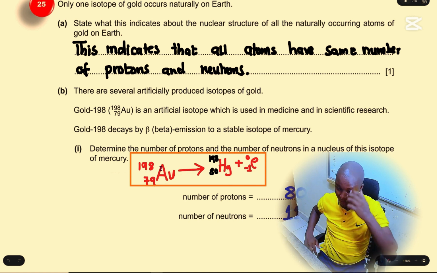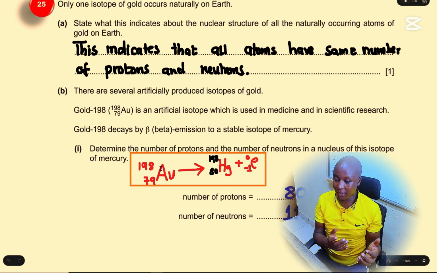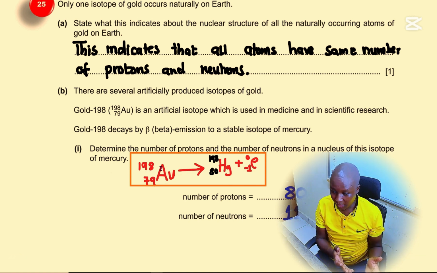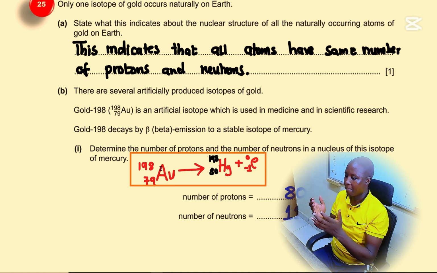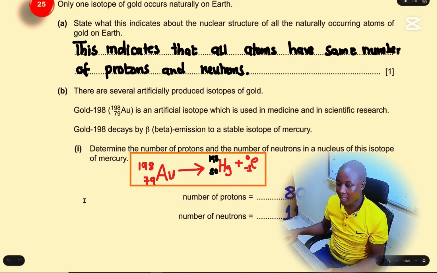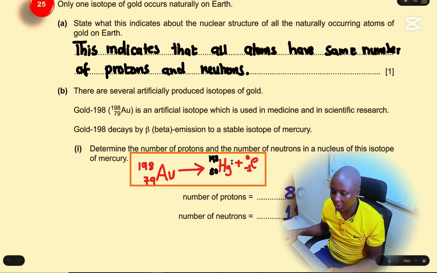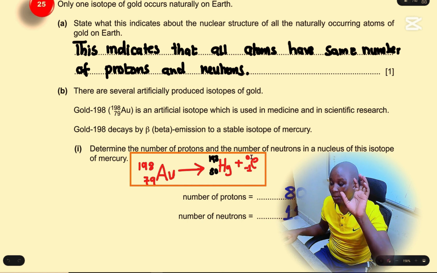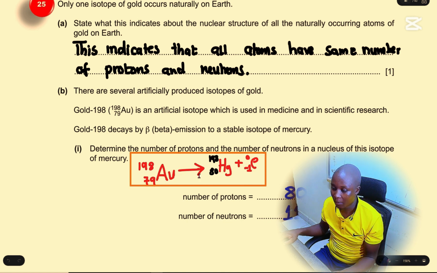So in this case, it was gold. Now it has become mercury. So what is the transformation? It was 198. It has to remain 198 because the mass number of an electron is 0. But 79, this has to be 80, so that 80 plus -1 becomes 79.